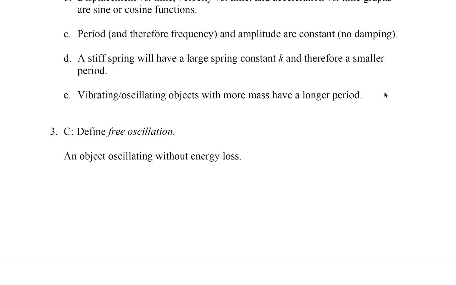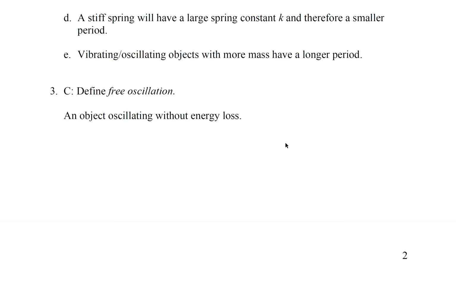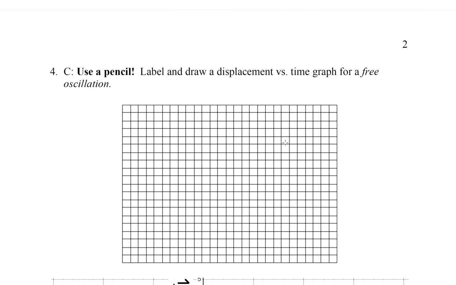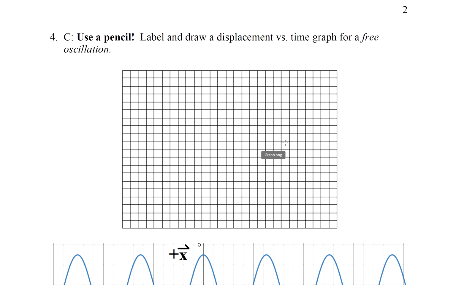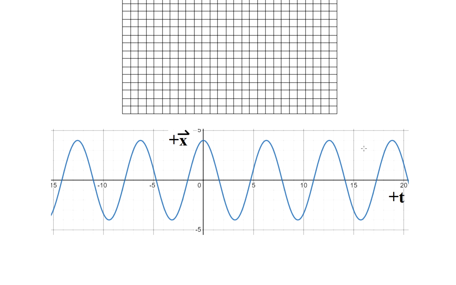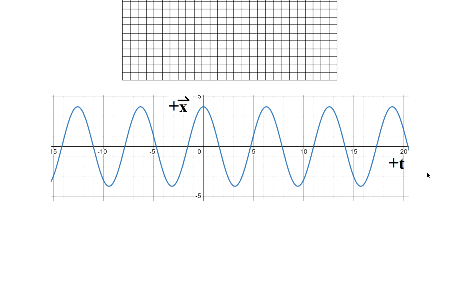Question 3. Define free oscillation. That's an object oscillating without energy loss. So the amplitude is the same. Question 4. Label and draw a displacement versus time graph for a free oscillation. So it's going to look like this.